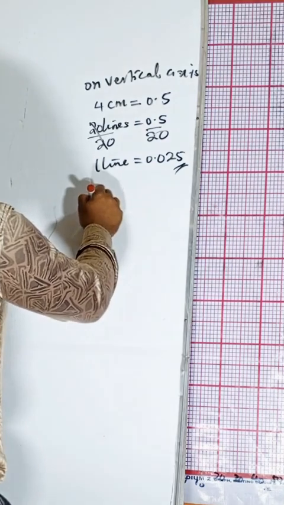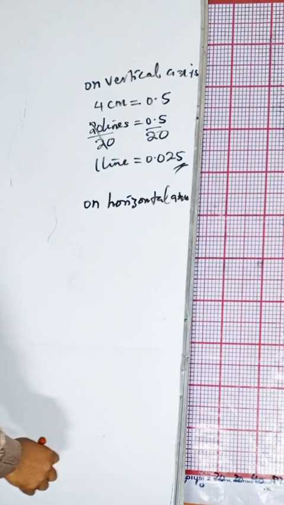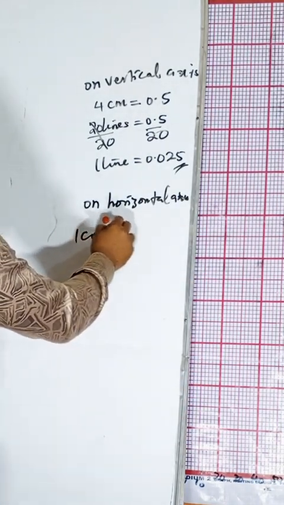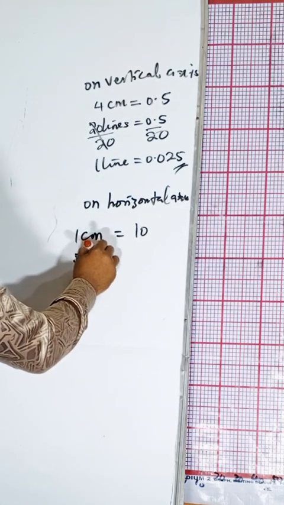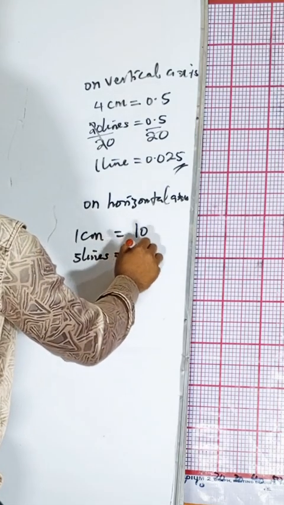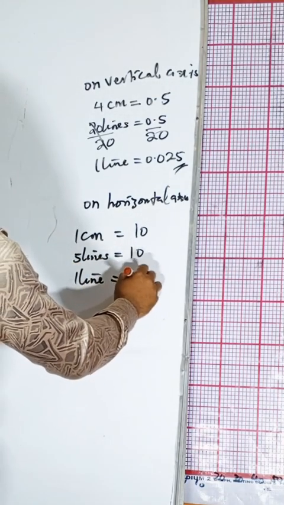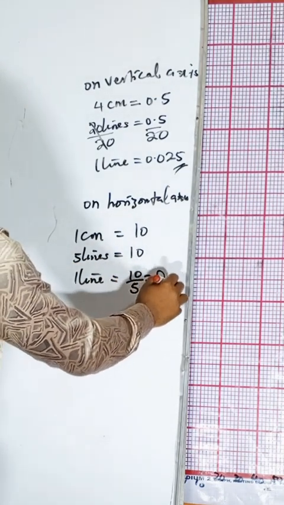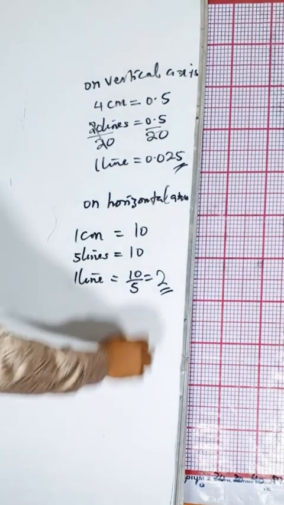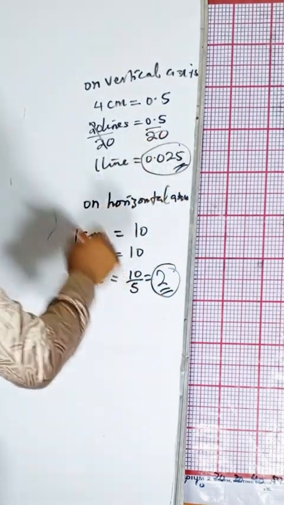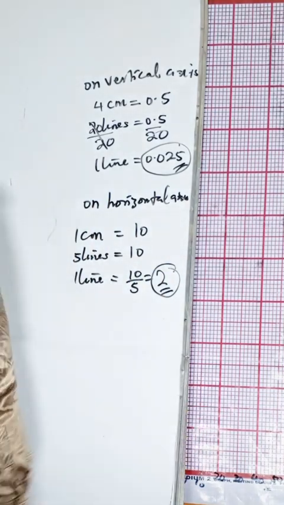Now, this is on the horizontal. Let's go to horizontal. On horizontal axis, we say that 1 cm means 10 units. 1 cm means 5 lines. And then 5 lines means 10. What is one line? One line is going to be 10 divided by 5, which is 2. So on the horizontal axis, each line represents 2. So note this, because we are going to use them to demonstrate and to plot everything we have to plot today. So let's keep this one side.